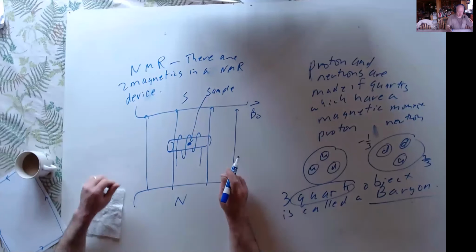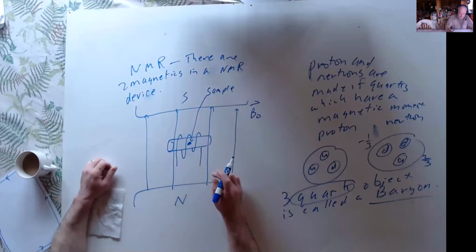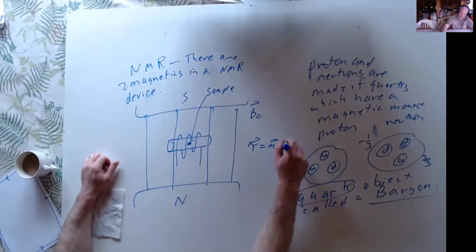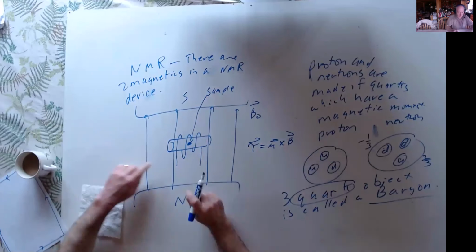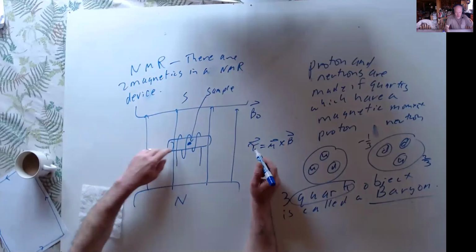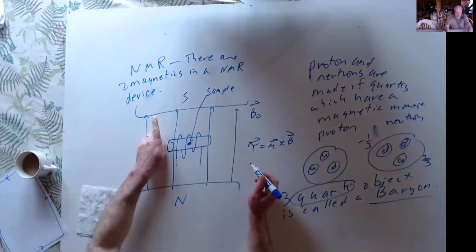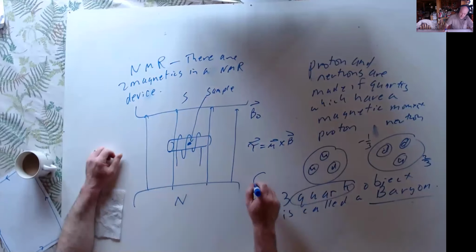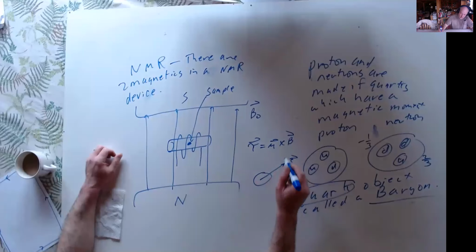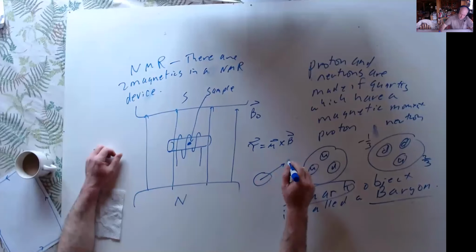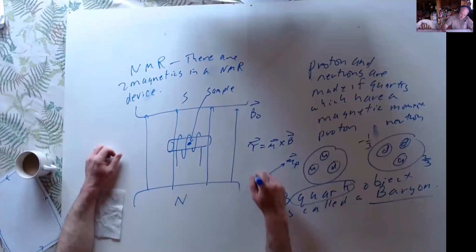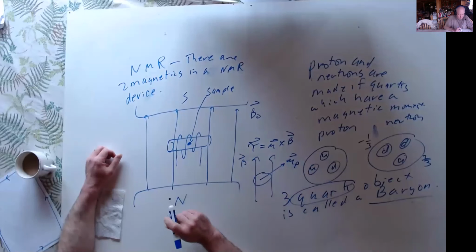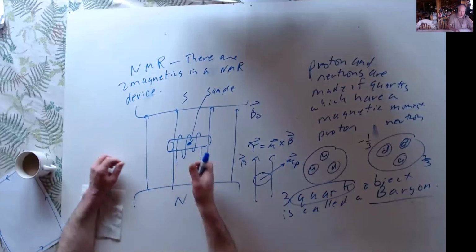So what happens here is that right now, if there's no current going through that solenoid, what's going to happen? Well, we know that this torque is going to be mu cross B. If here's your sample, the protons are going to align with that field. Remember, this always is going to take the mu and try to align it with the field. So if here's your mu for your proton, and here's your magnetic field like that, it's going to try to take this mu and align it with the field. So you put it in there, and all the mu's are going to align with that field.